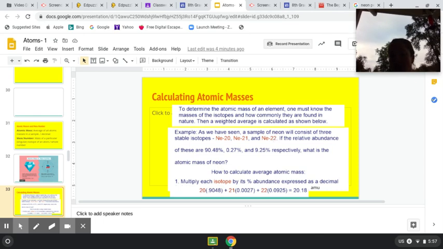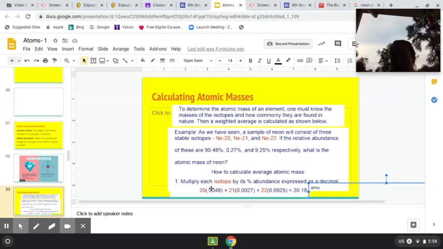When you multiply them, then you add the three numbers together, and that's where the 20.18 that we just looked up, in AMU, comes from. That's where that average comes from. So it's very easy to calculate. You just find the percentage of each isotope, get what that percentage equals, and then you add them all up, and that's your average.